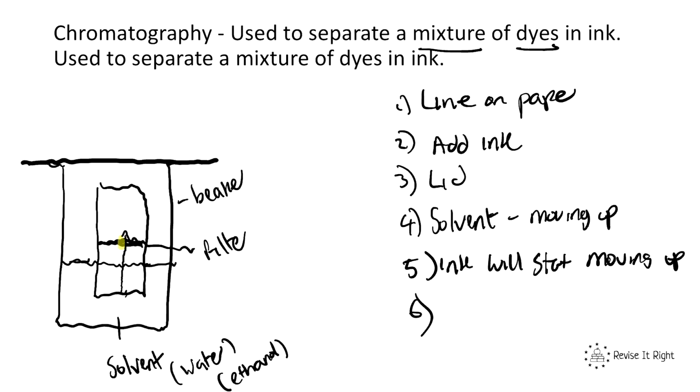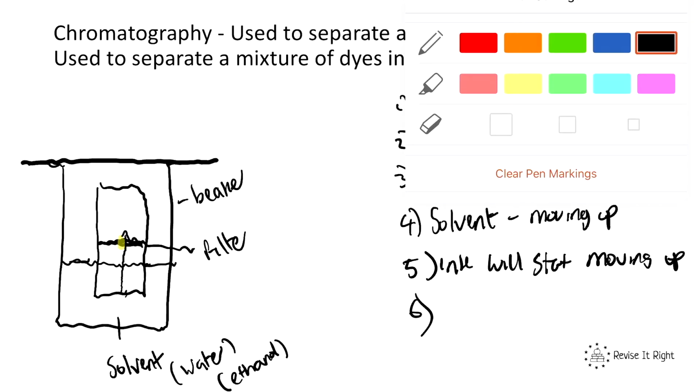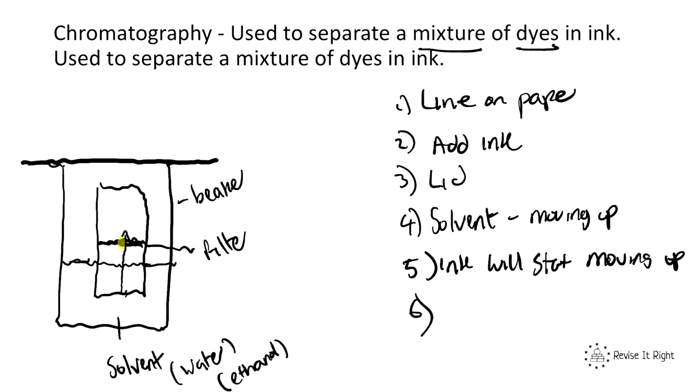So for example, if that yellow ink was made up of red and green, then what would happen is the red ink would make its way to here, for example, whereas the green ink would make its way to here, for example. Okay, because they dissolve differently. They will move up the paper at different rates, and that will then separate them out. So we can now see that the red and the green inks have been separated out. Okay, so just to clarify, each different dye in the ink will move up the paper at a different rate.